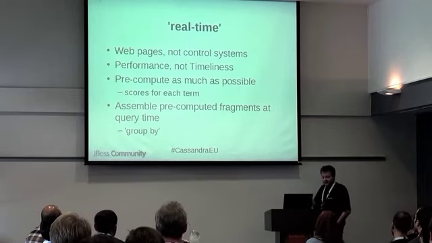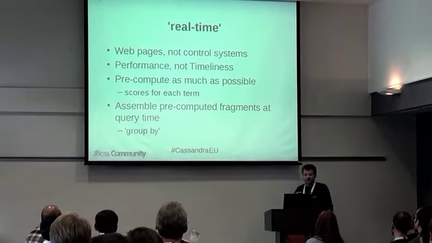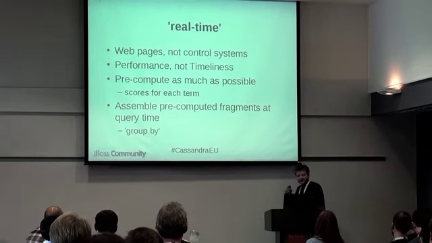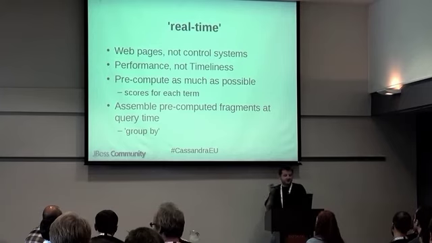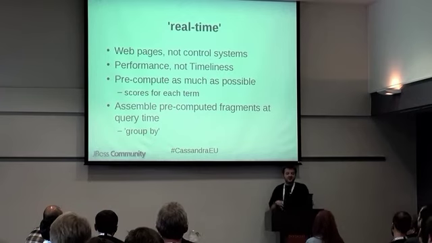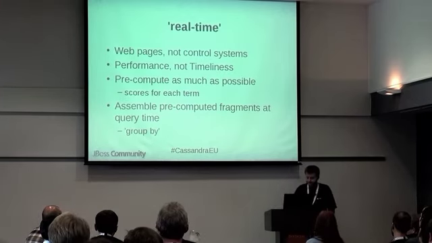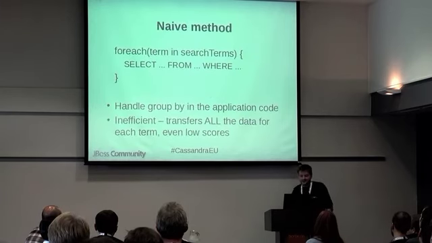So the basic idea, as usual in Cassandra, is pre-compute as much as possible. We're going to calculate the scores ahead of time using whatever expensive algorithm we have for that, and we're going to store them into Cassandra as just pre-computed values. And we're going to assemble these pre-computed fragments with a group by operation at query time.